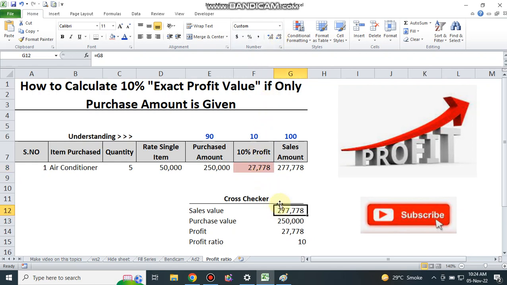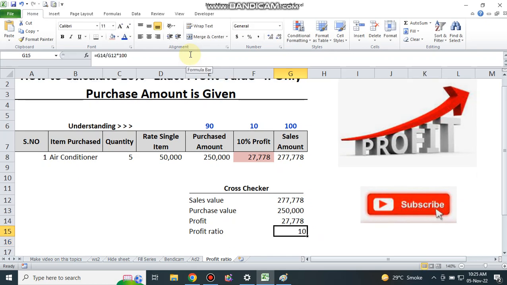Now I cross check this value. Sales value is 2,77,778. Purchase value is 2,50,000. The profit is sales minus purchase value. The profit is 27,778. How can I calculate the profit ratio? Equal to profit divided by sales multiplied by 100. I got 10%.